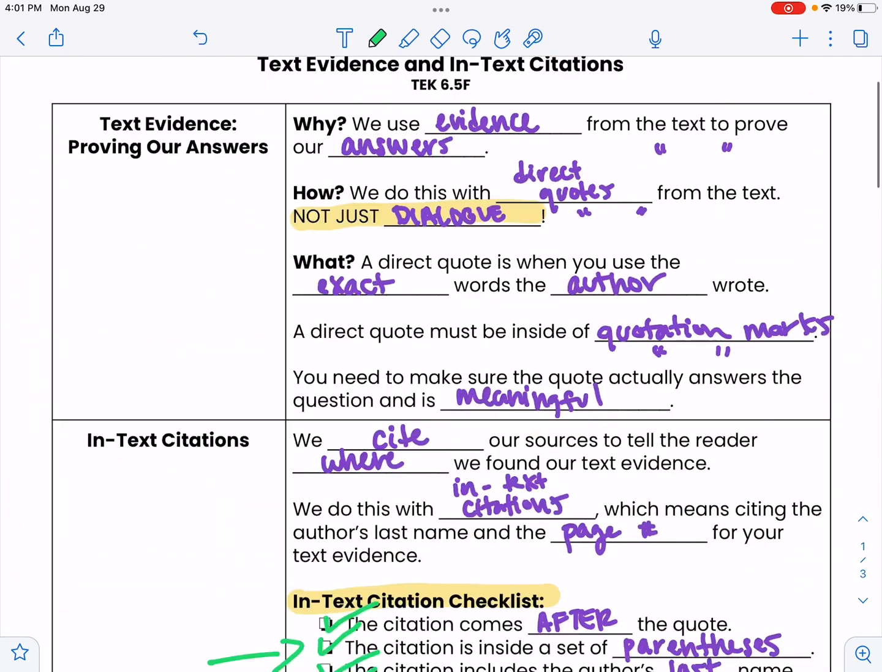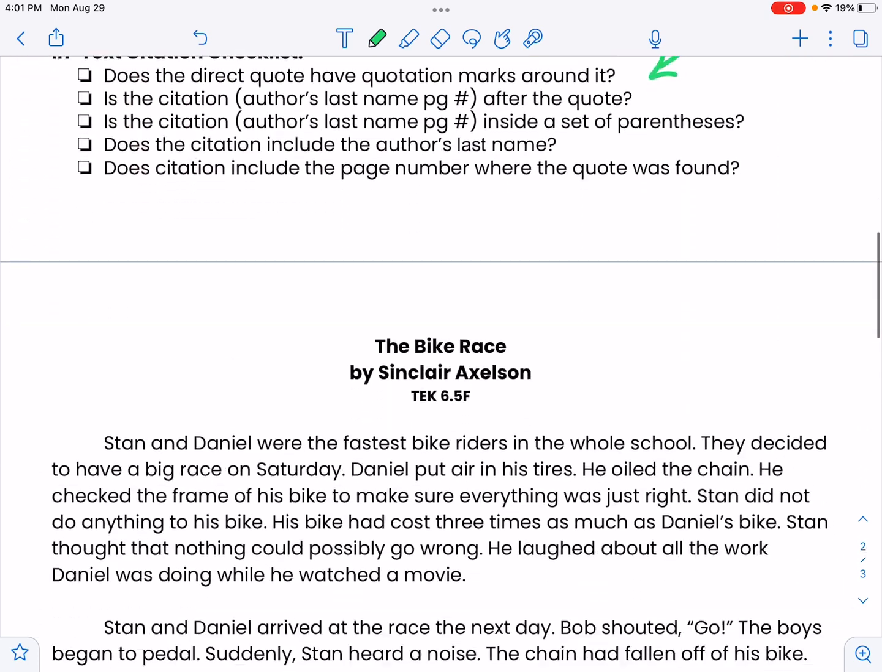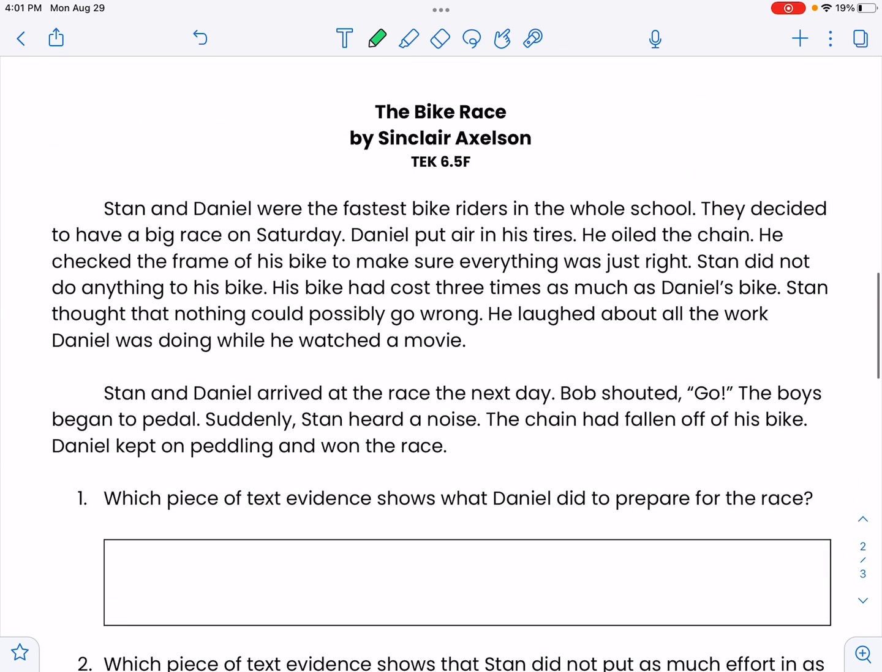So we're going to practice this. We're going to practice finding text evidence and writing an in-text citation on this next page. This is called The Bike Race by Sinclair Axelson.